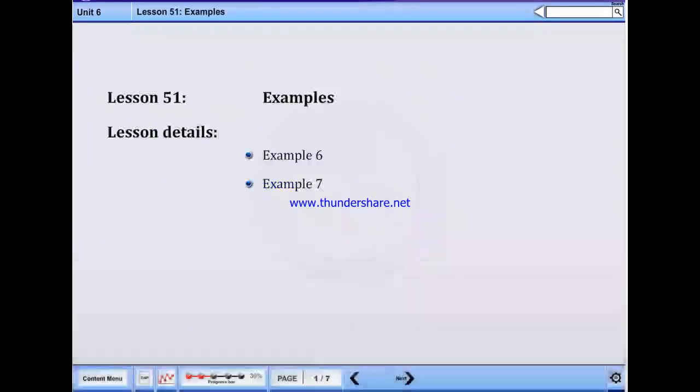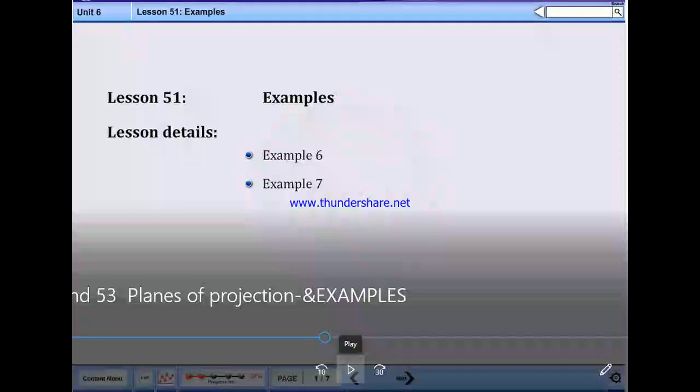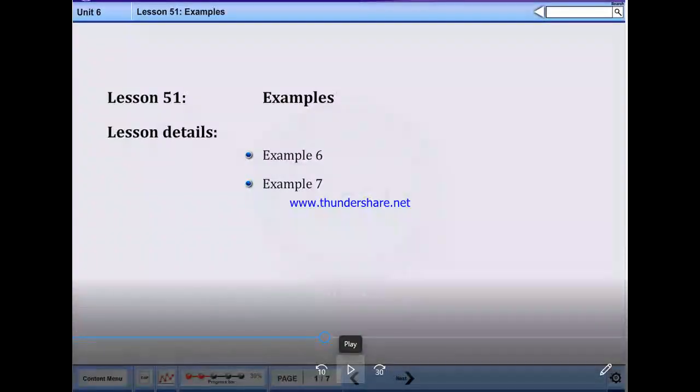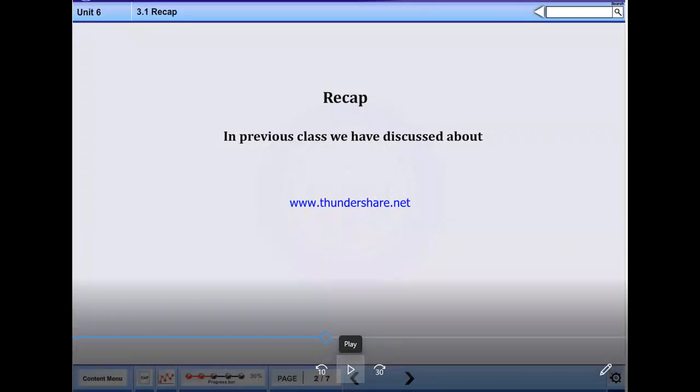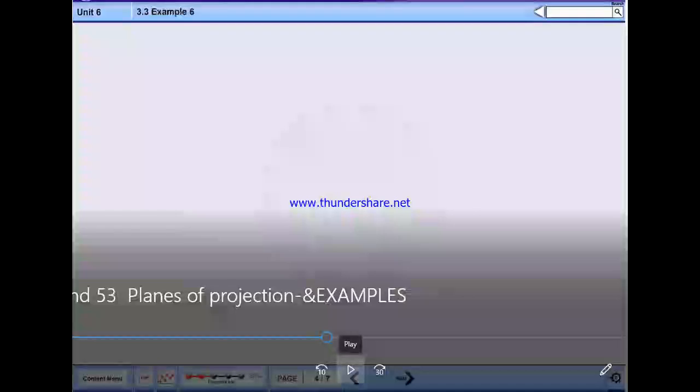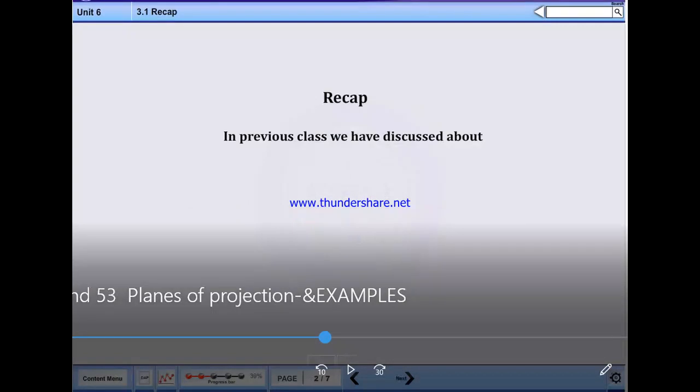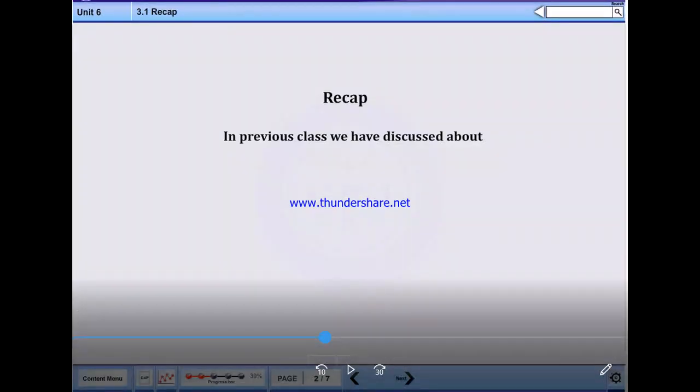The next topic is examples. In these examples 6 and 7, with the previous background, we are ready to learn. So after completion of these two examples, you may learn the objectives of this topic.